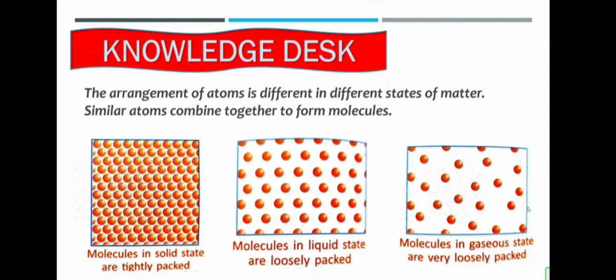Now let's observe all these molecules in different states of matter. As we know, there are 3 different states of matter, and the arrangement of atoms in different states of matter is different. Molecules in a solid are closely or tightly packed like this. Molecules in a liquid state are loosely packed as you can see in this picture, and molecules in a gaseous state are very loosely packed. And similar atoms combine together to form molecules.